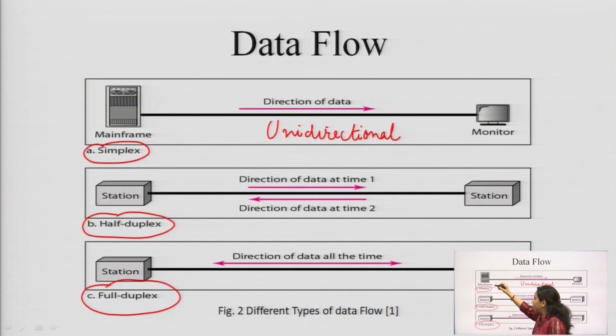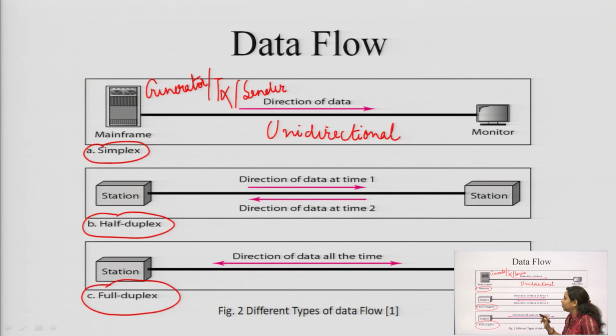This is the mainframe, this is the generator of information, or you can say it is the transmitter, or you can say it is the sender. That is an example of mainframe. Now, the receiver is the monitor. In this way you can say that this is the direction of data transmission, which is unidirectional from left side to the right side. So, this is the basic, or you can say the simplest kind of data flow, that is the simplex one.